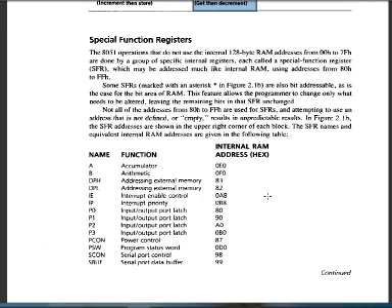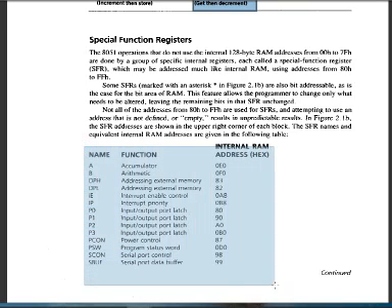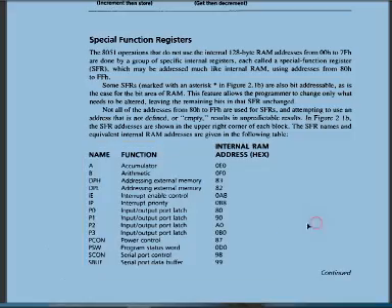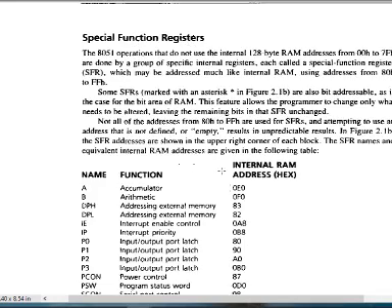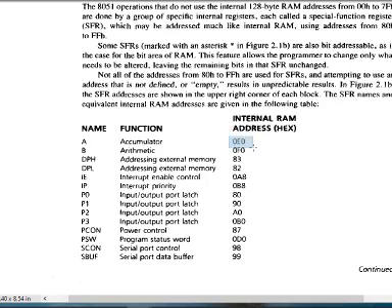Now there are some special function registers. Already we have seen about these, but what was remaining? The addresses of these special function registers were remaining. So here it is given: the address of the accumulator is 0E0. All the registers are there in internal RAM, and each and every register has some internal RAM address. That address is given here for the accumulator: the internal RAM address is 0E0.